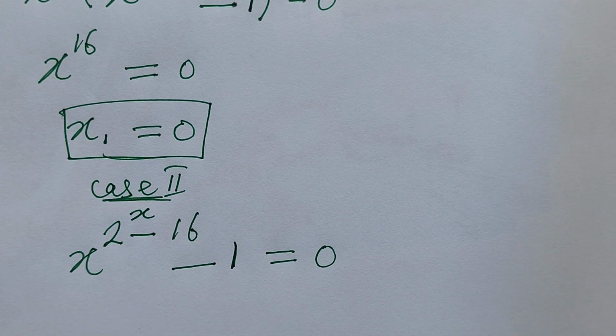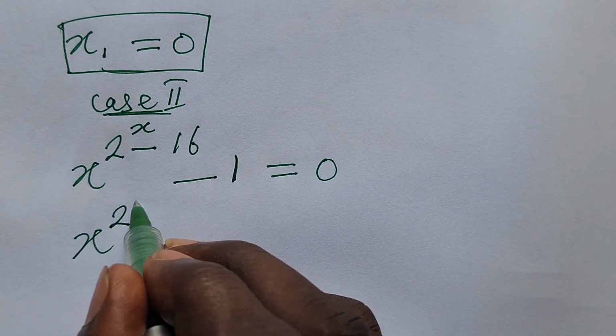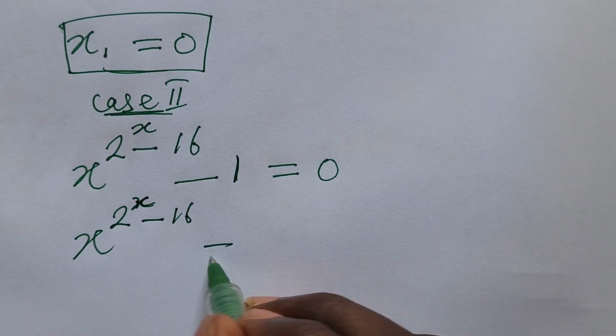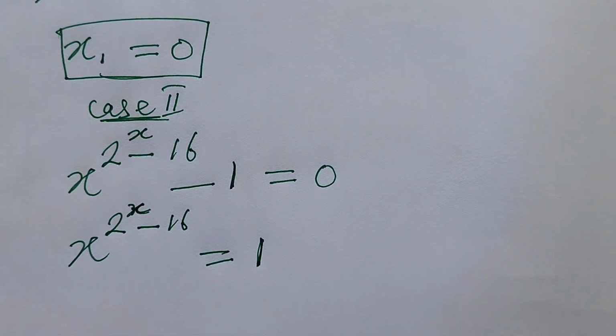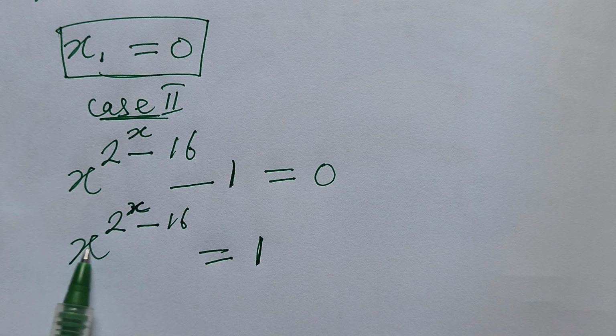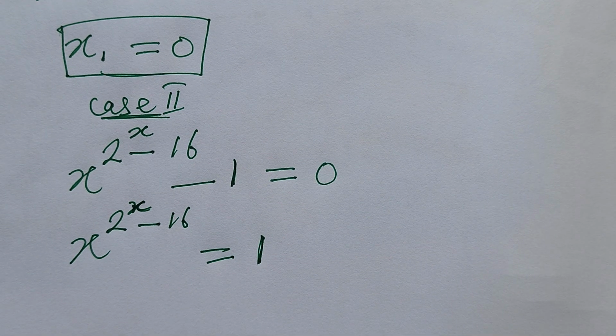Move this 1 to the right hand side of the equation, so we're now left with x to the power of 2 to the power of x minus 16. This is equal to positive 1. So how do we get our x? Because we have the variable we are looking for, which is x, at the base and also at the exponent. So the simple approach I'm going to apply here is to take ln of both sides of the equation.